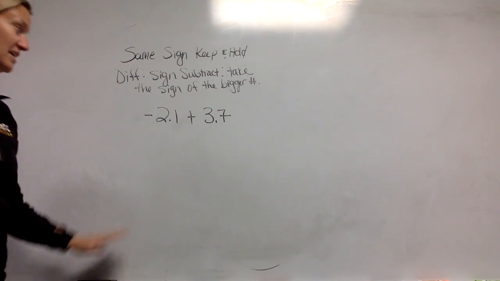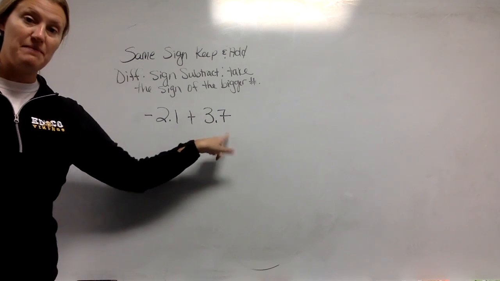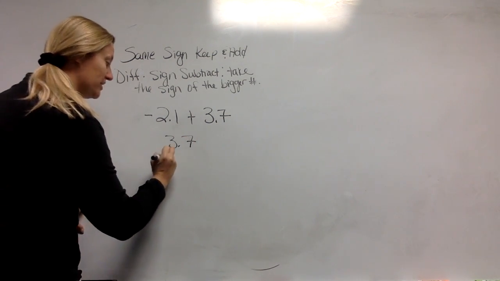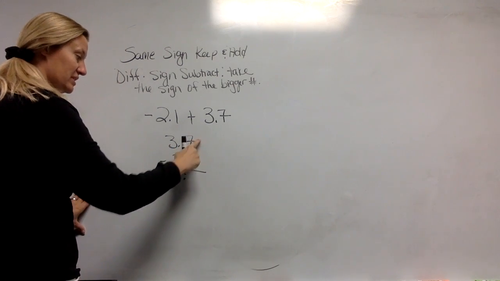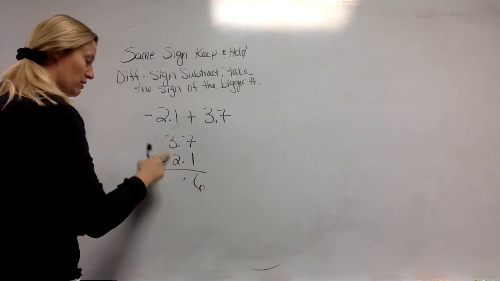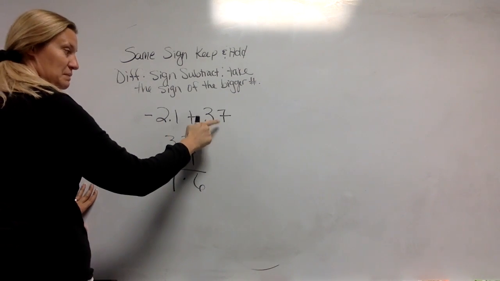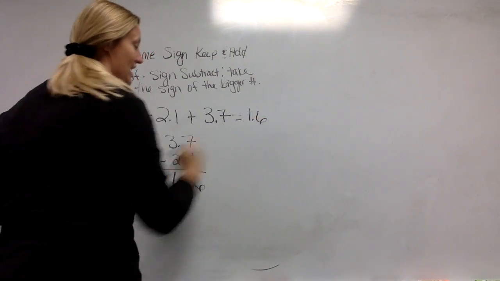Okay, so if I had these decimals, this is a different sign, subtract. My bigger one is 3.7, so I would line them up and take 3.7 minus 2.1. Drop the decimal. 7 minus 1 is 6. 3 minus 2 is 1. Take the sign of my bigger number. In this case, my bigger number is positive, so my answer will remain positive.